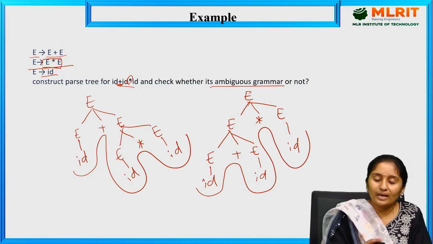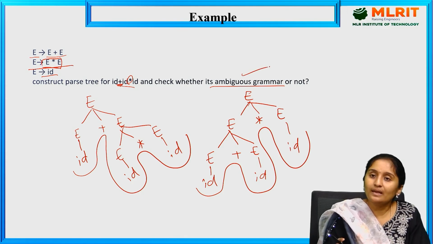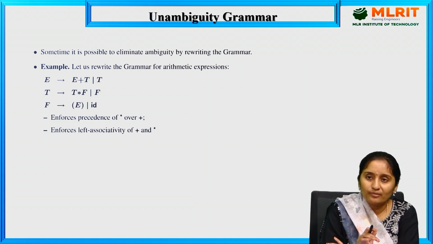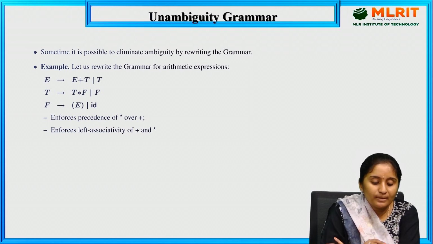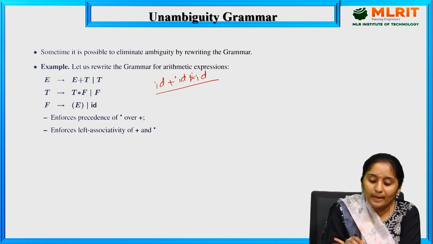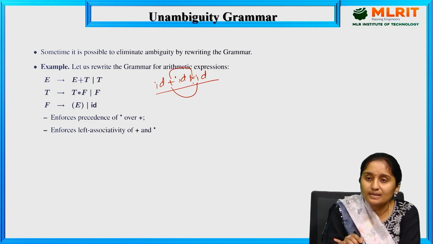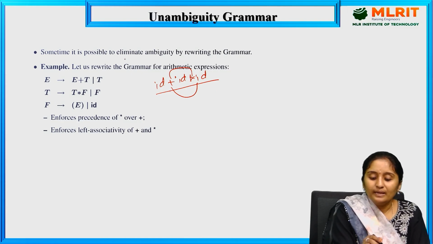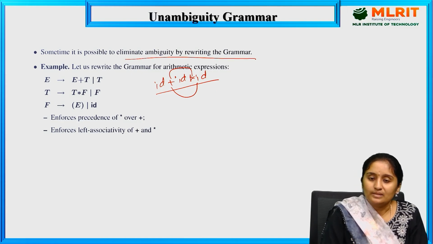So we are going to generate more than one parse tree for the given grammar, so we can tell that the given grammar is an ambiguous grammar. We can also check an unambiguous grammar. Here I can check ID plus ID into ID. The multiplication operator is coming on one side and the plus operator on the other. We can eliminate this ambiguity by rewriting the grammar.